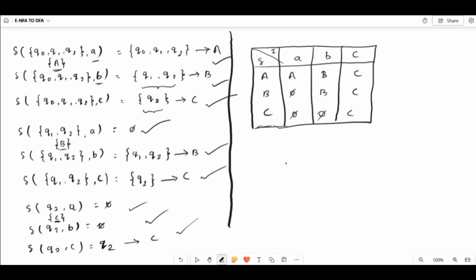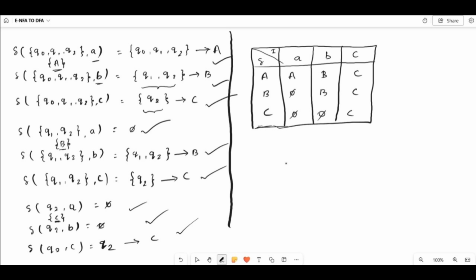State B with input a does not exist, so we keep it as phi. Similarly, state B with input b goes to state B. State B with input c goes to state C. State C with input a does not exist, so phi. Similarly, with input b, phi. State C with input c goes to state C.